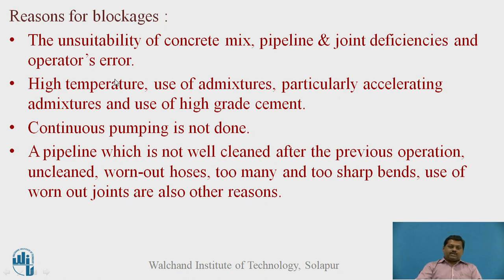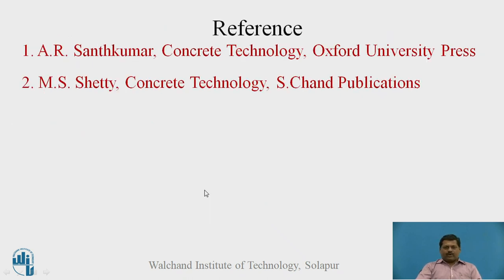Next, high temperature. If we are working in high temperature, then definitely there will be loss of water from the mix, and blockage may be the result. Next is use of admixture. If accelerating type admixtures are used with high grade cement, definitely it will set very fast and we will get the problem of blockage. Now, continuous pumping is not done, meaning intermittent pumping, where somewhere we have stopped and again the pumping started. Discontinuous pumping will lead to blockage. A pipeline which is not well cleaned after the previous operation, uncleaned or worn out hoses, too many and too sharp ends, and use of worn out joints are also other, mechanical, reasons for blockages.